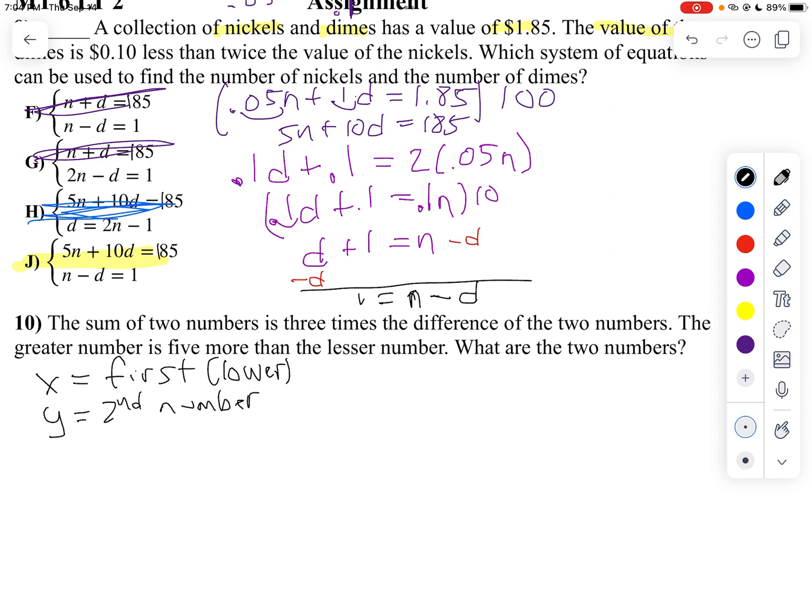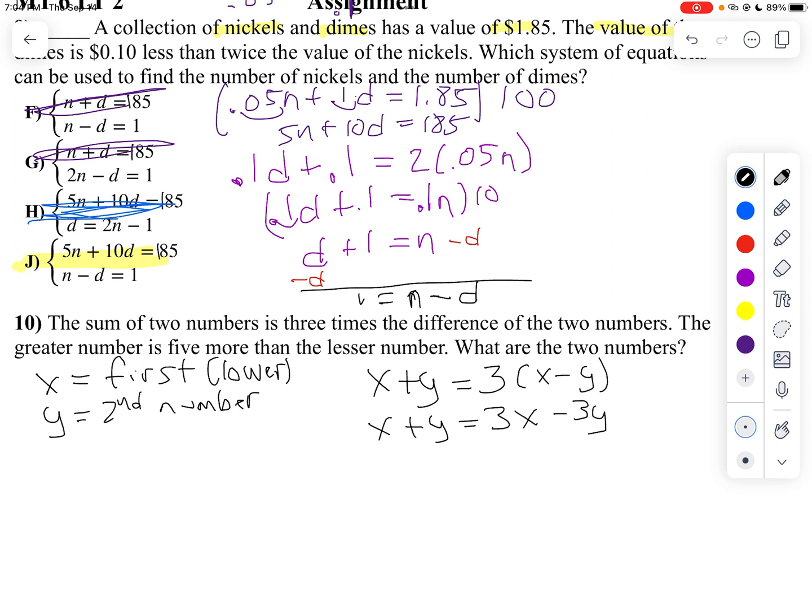Now it says the sum of two numbers, so I'm going to say x plus y is 3 times the difference of the two numbers. Since I'm going to subtract them, I'm going to take the big one minus the small one. So 3 times y minus x. So then what we're going to do is we'll simplify it for now. So we're going to get x plus y equals 3y minus 3x. I might come back and simplify that. Let's take a look at the second equation.